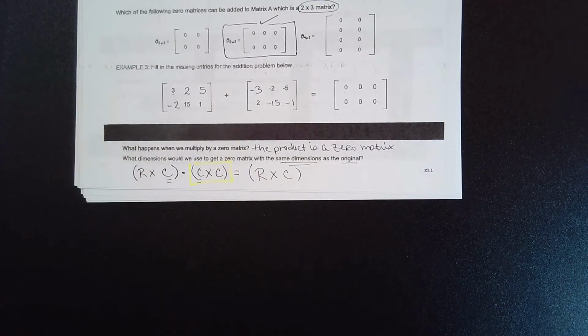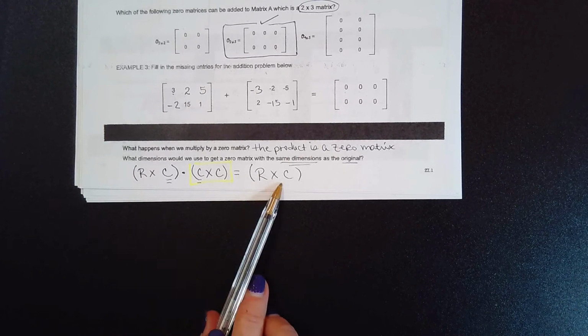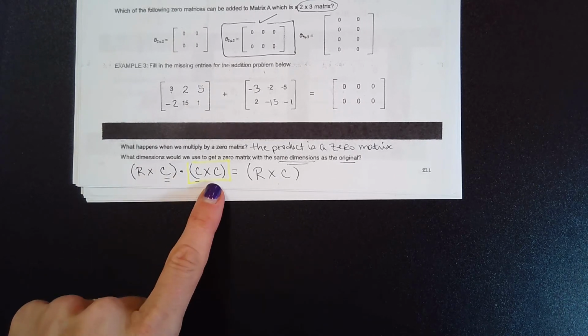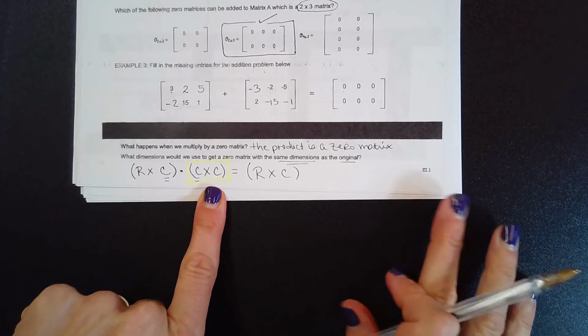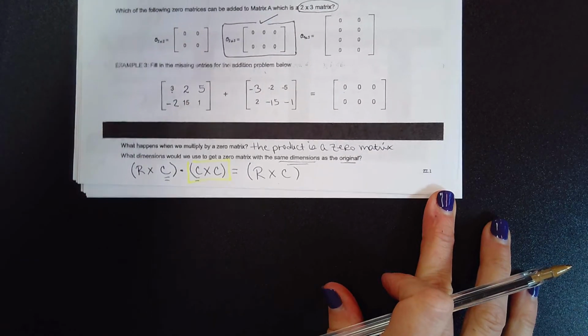That's what we would multiply by to get the same thing that we had before. So that's a square matrix. All right, let's go ahead and look at the back here.